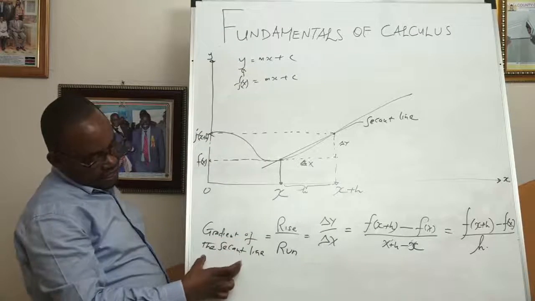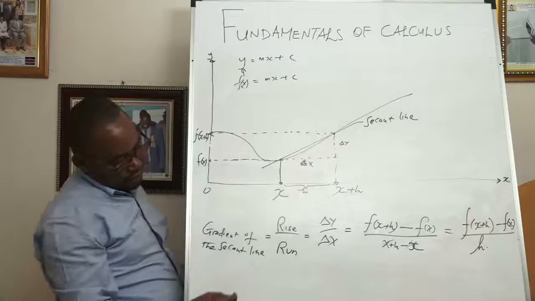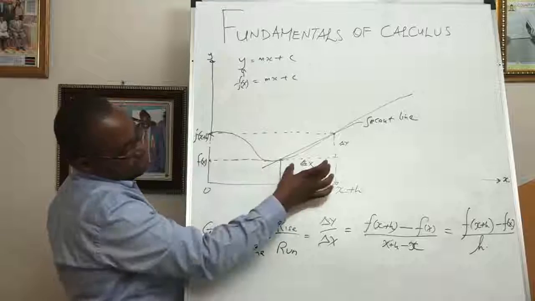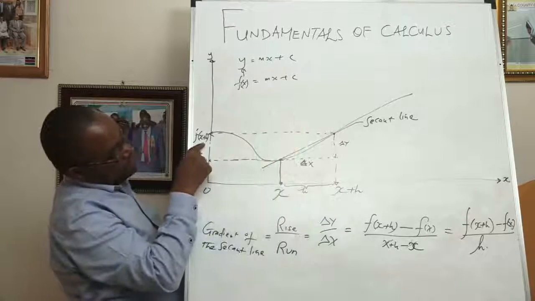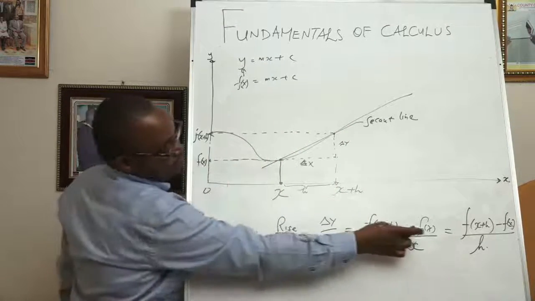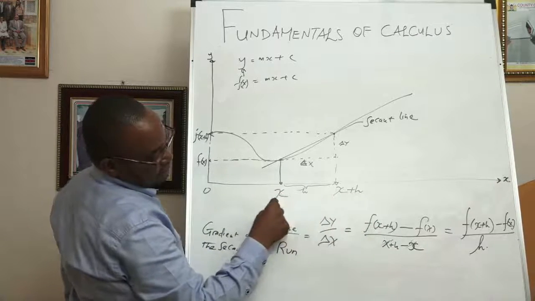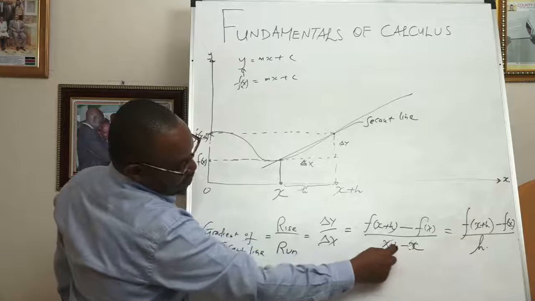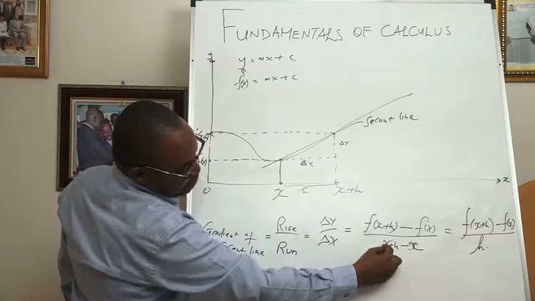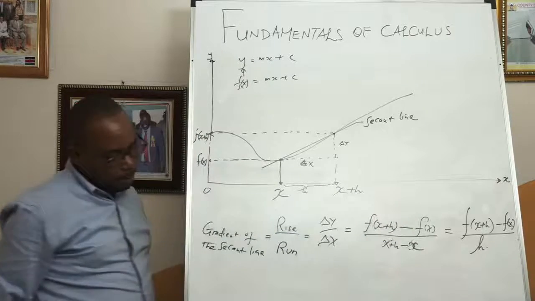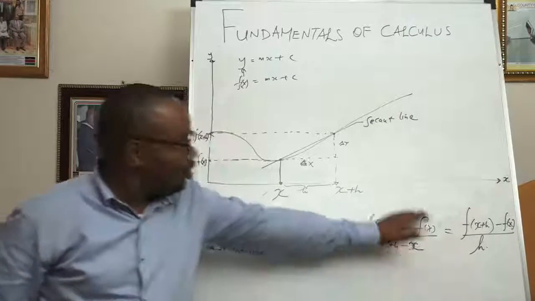So to calculate the gradient of the secant line, it is rise over run, change in y over change in x. Change in y is f(x plus h) minus f(x). Change in x is x plus h minus x. The x cancels the minus x, because x minus x is 0, and you are left with h. That is h. And this is the gradient of the secant line.